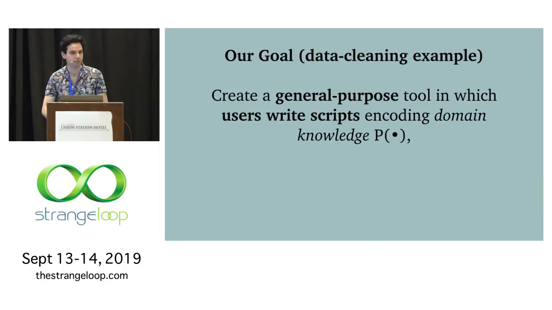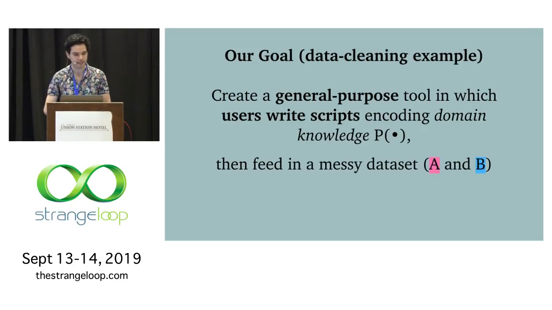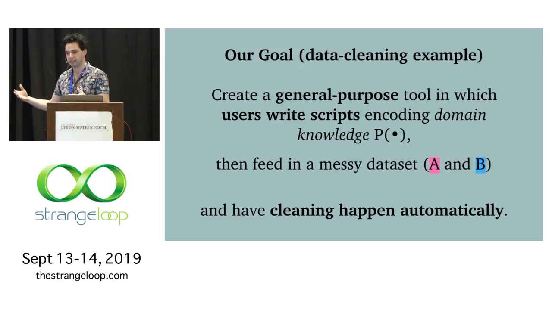In the data cleaning example, what that's going to mean is that we're going to want to come up with some way to encode in a script the domain knowledge that we have, this P. Then we're going to want to be able to feed in a messy data set and have the cleaning happen automatically. So we want whatever task we're doing to happen automatically given the domain knowledge that we've encoded in a script and the actual observations that we have.